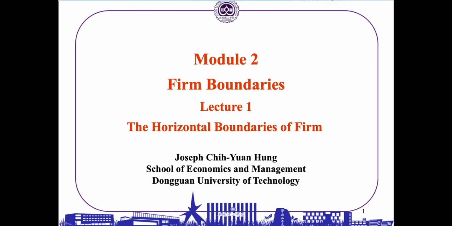The answers to the first two questions define the horizontal boundaries of the firm. The last one defines the vertical boundaries of the firm. We start with horizontal boundaries. In this video, you will learn maybe the most important concepts and principles of microeconomics applied in industrial economics.